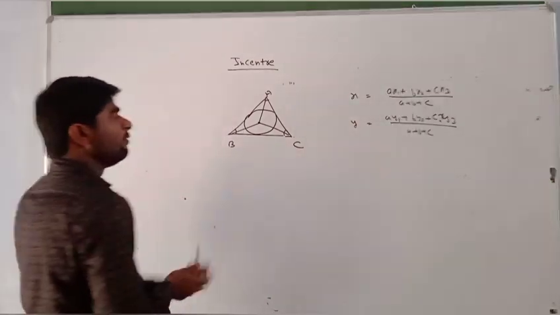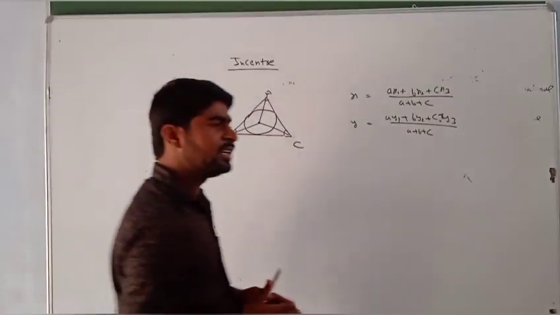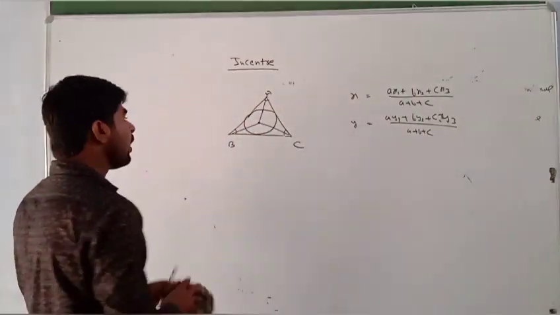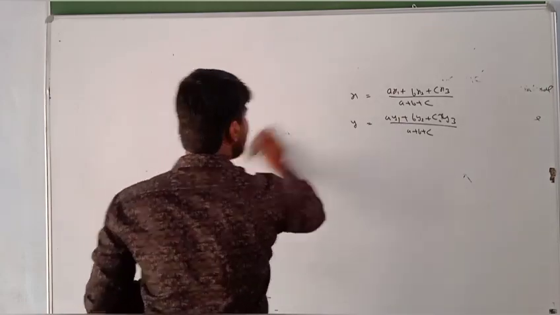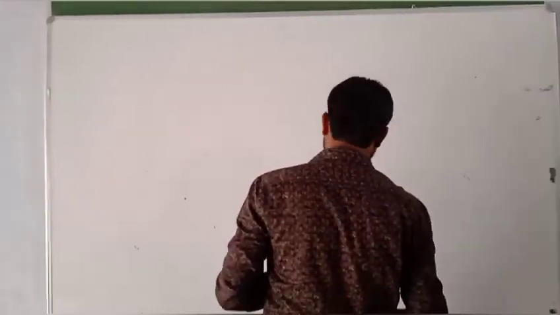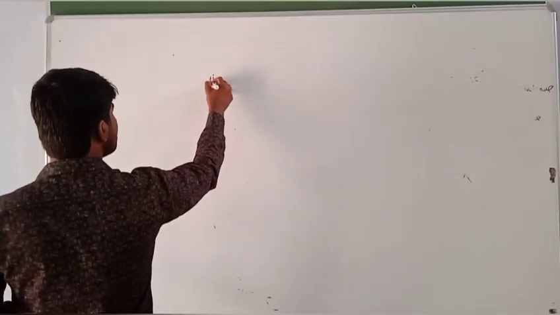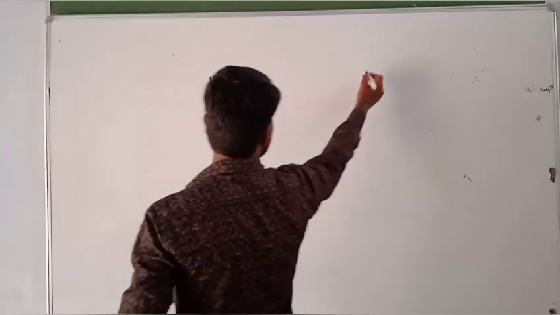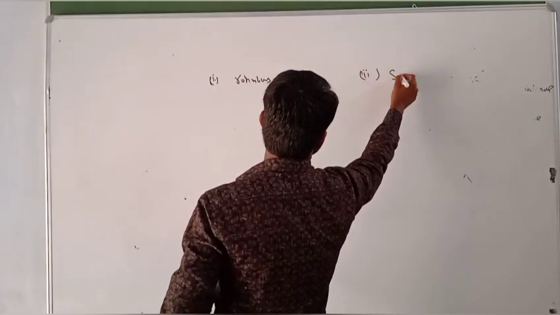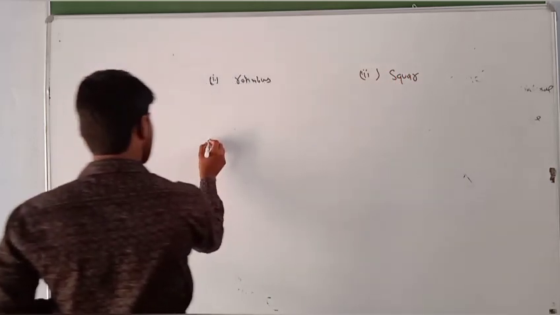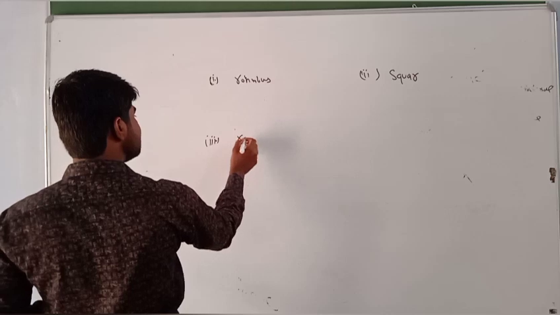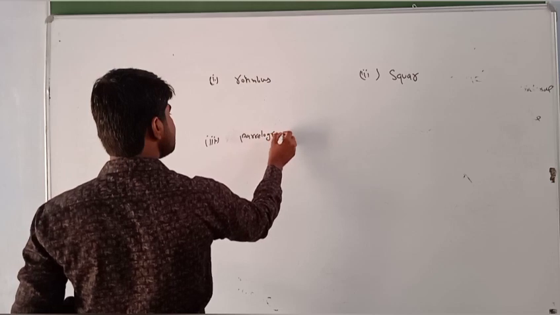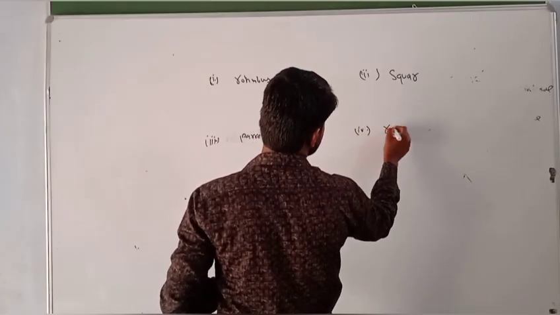So now we have understood the different terms used in a triangle. Now we will move further to the quadrilateral. Four types of quadrilateral we need to discuss here. First is rhombus, and second one is square. Third one is parallelogram, and fourth one is rectangle.